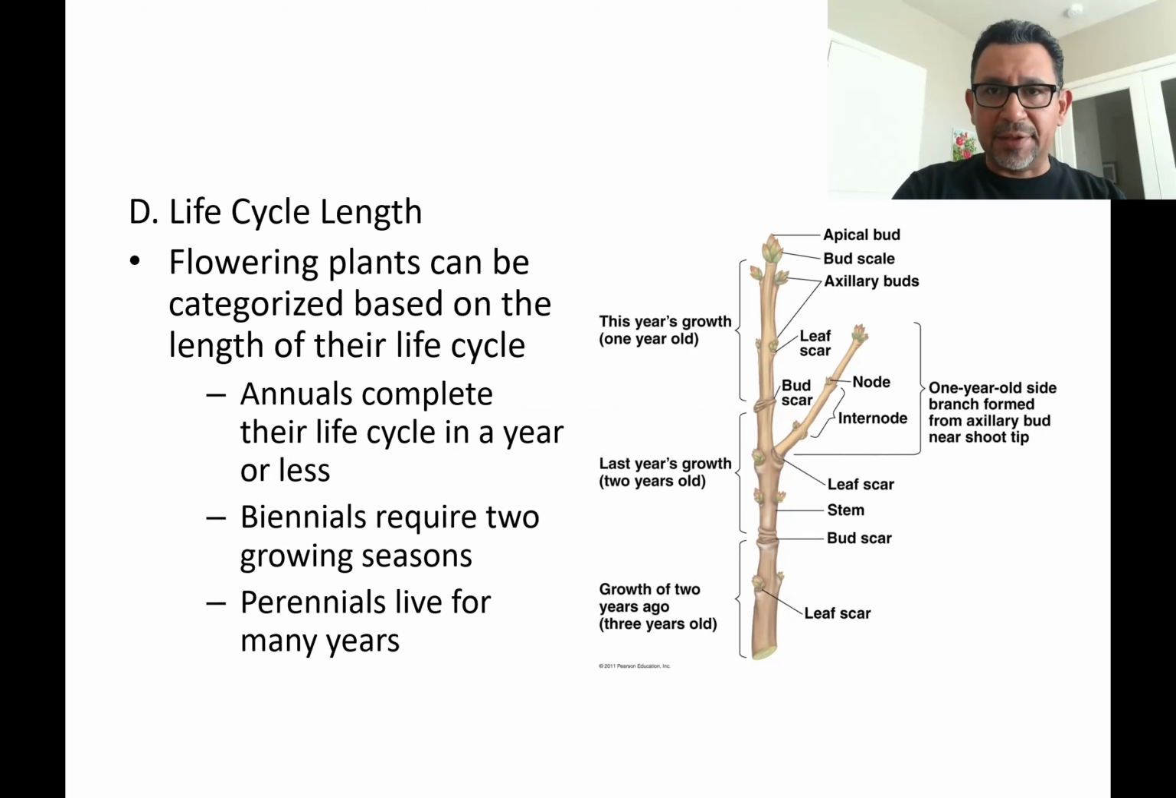There are going to be plants that actually require 2 years to complete their life cycle, and we're going to be calling them biennials. The bi means 2 in this case. Annual makes reference to year. And there are going to be many plants that are going to be requiring many years to complete their life cycles, and we're going to be calling those plants perennials.